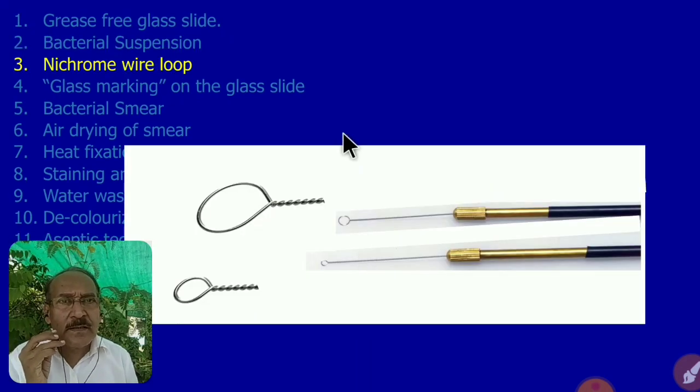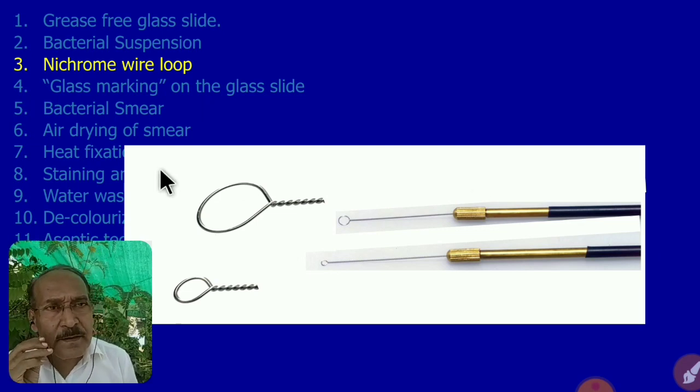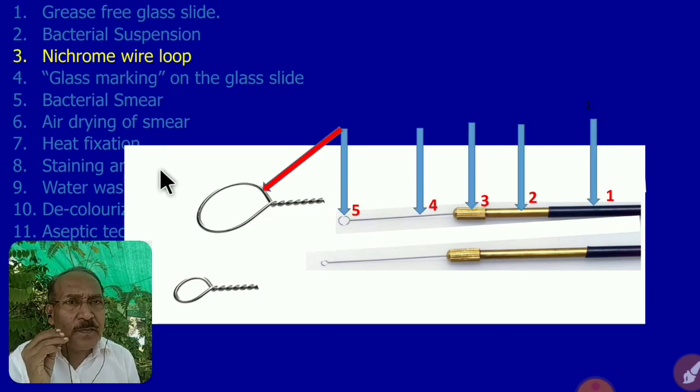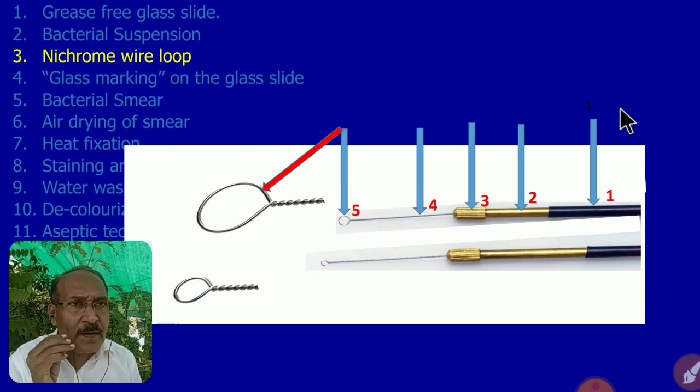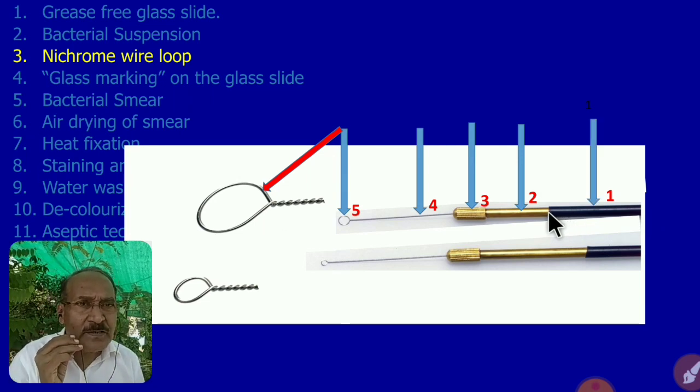Then is nichrome wire loop. In this slide, I have shown two nichrome wire loops. Each nichrome wire loop has 5 parts. Part number 1 is a holder of this nichrome wire loop, which is made up of ebonite, or heat resistant plastic.